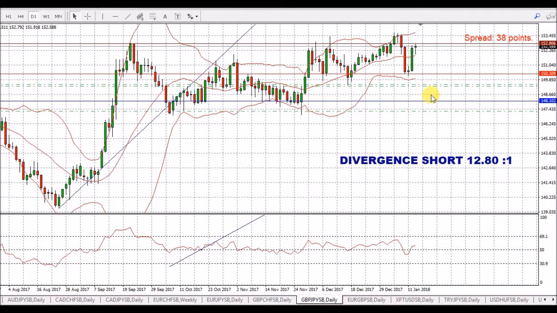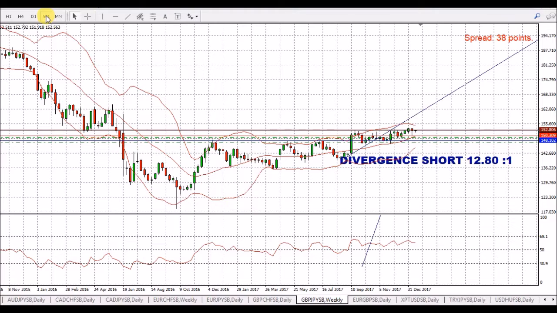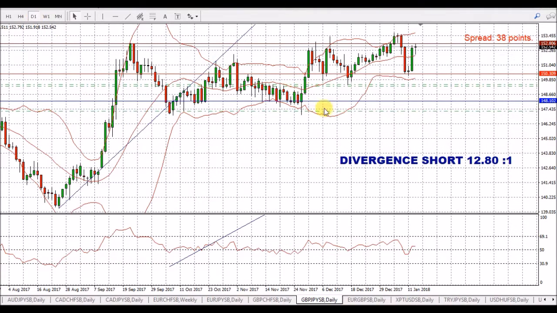Pound Japanese yen, again, we went up to resistance. This is quite a big resistance here. I think this is a monthly turning point. From here you've got this nice run down. We've been up, we've touched it again, and now we're coming back down off it. So hopefully we've got a divergence short of 12.8 to 1, which is fairly decent. On a weekly chart, you can see we're just bouncing along the top here. I just want it to turn back down. So there we go.